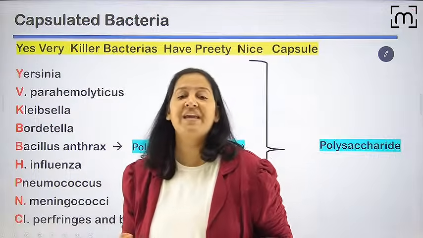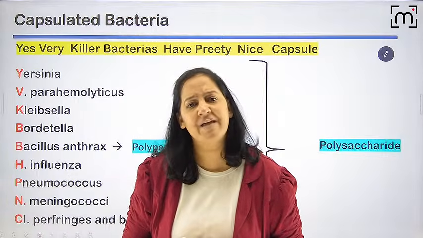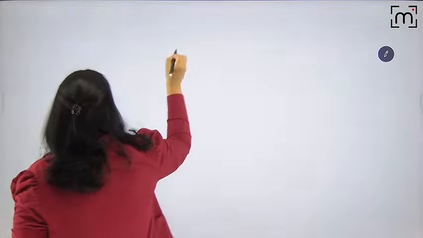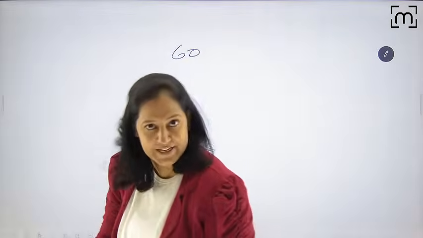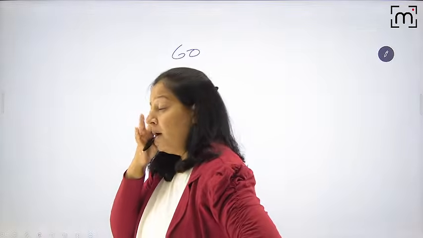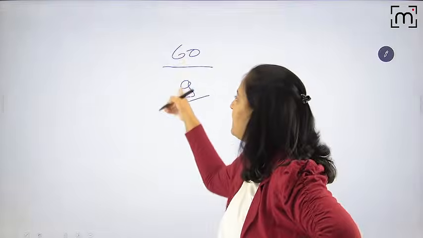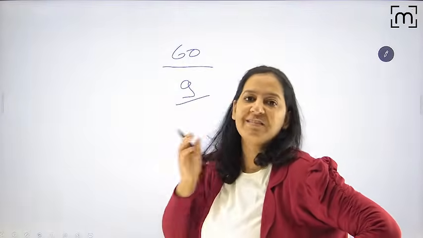Okay. Now the next topic, capsulated bacteria. How many bacteria have a capsule? I told you, there are many bacteria in our syllabus. More than 60 bacteria I will teach you in the next 6 sessions. I will teach you all of them. But only 9 of them are capsulated. Out of these important bacteria, 9. You have to learn these lucky 9s.